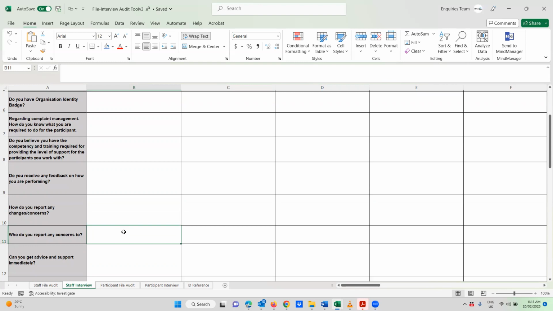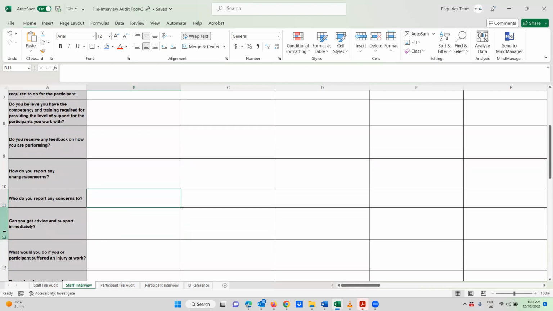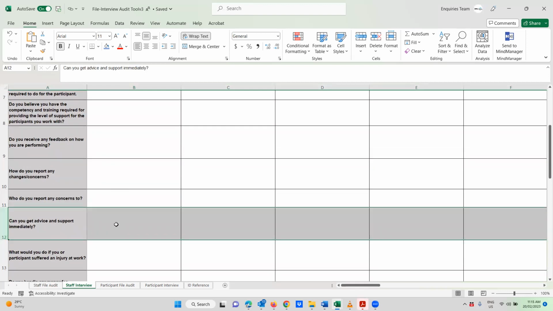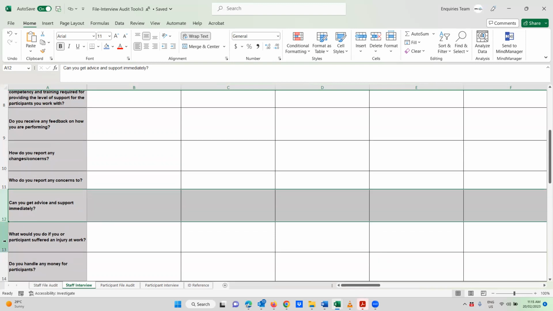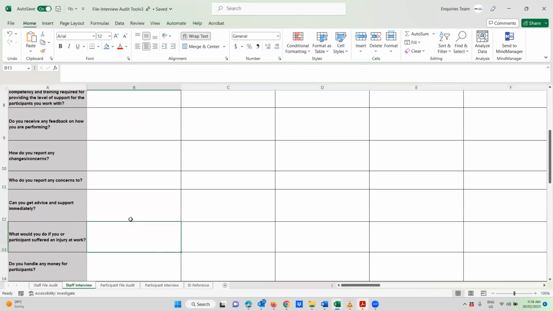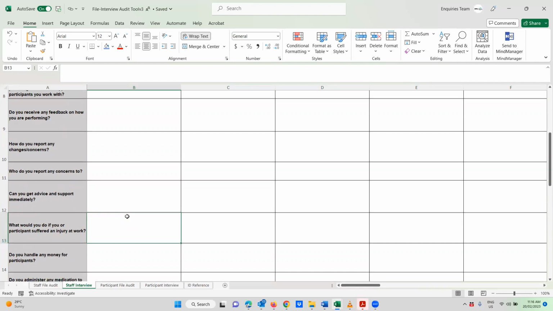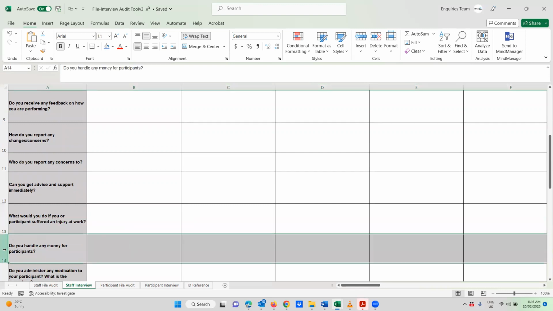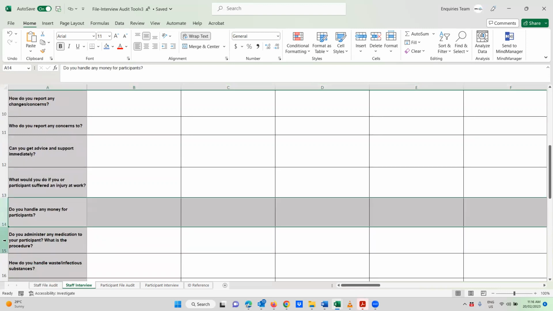So who do you report any of these concerns to? We need to make sure your staff know how and who to report to. Who would they want to get advice from if they needed it immediately? What would you do if your participant suffered an injury at work? We need to know if you've explained to them for each participant, what they would do in a medical emergency. We need to know whether they handle any money for the participants. Then we need to make sure that that process is in line with the money and belongings practice standard, that your staff understand what the do's and don'ts are for handling money for participants.